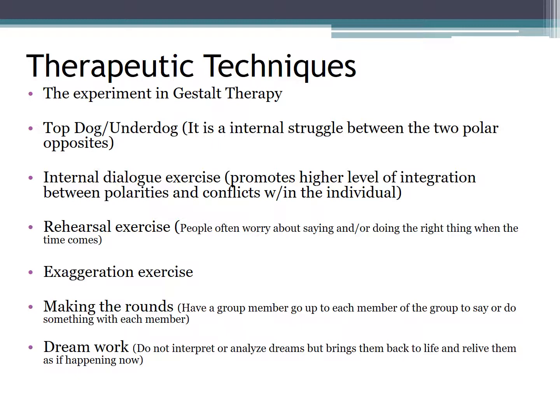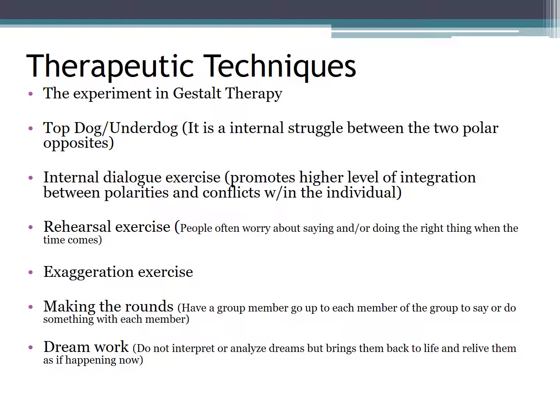Top dog, underdog. It is an internal struggle between two polar opposites. When we're talking about polarities, one of them is the top dog, underdog. Top dog is analogous to Freud's superego. Top dog is moralistic, authoritarian. The top dog aspect of the personality is the demander of perfection, the manifestation of a set of introjected shoulds and shouldn'ts.